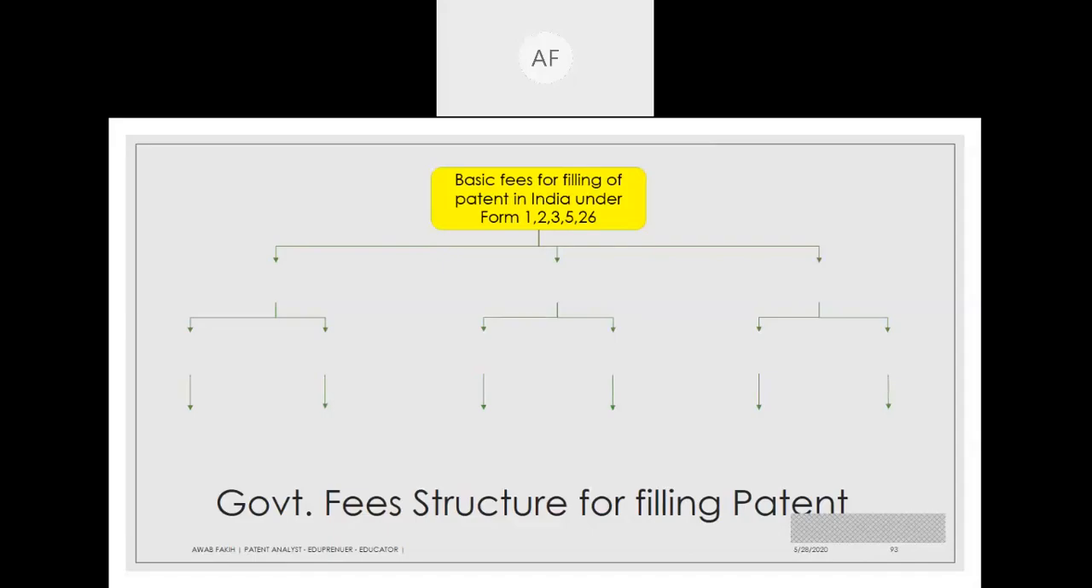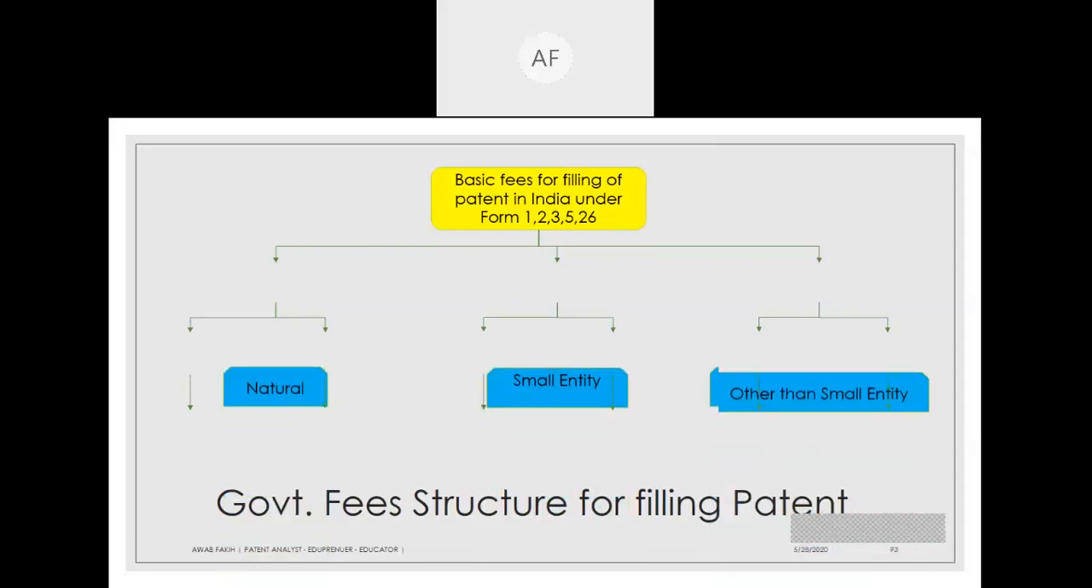So these are the forms which you will be filing, my dear friends: Form 1, Form 2, Form 3, Form 5, Form 26. Don't worry, I'll tell you which category these forms belong to in the later slides. So at this moment, understand you have to file these forms 1, 2, 3, 5, and 26. They are basically categorized into three different domains.